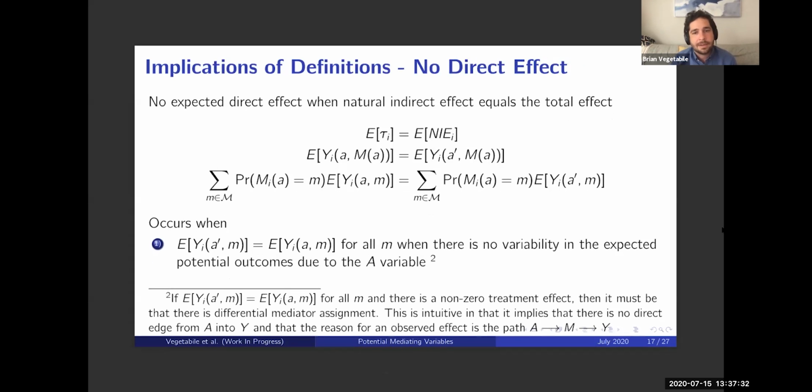When there's no direct effect, we can do the same thing. And basically what it says is that the expectation of the potential outcome when A is set to A prime is equal to the expectation of the potential outcome when A is equal to A for all M. And so there's basically no variability in the expected potential outcomes due to the A variable. And so this is the same as saying that there's no direct path from A into Y.